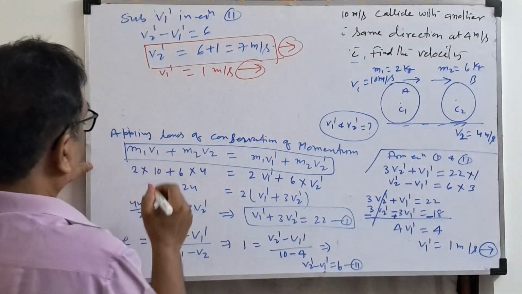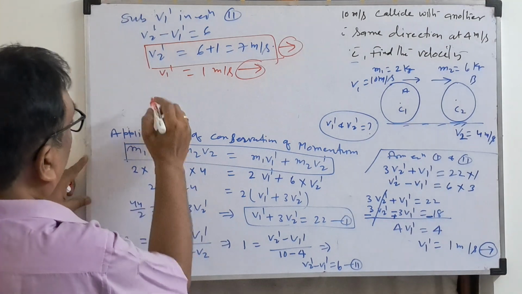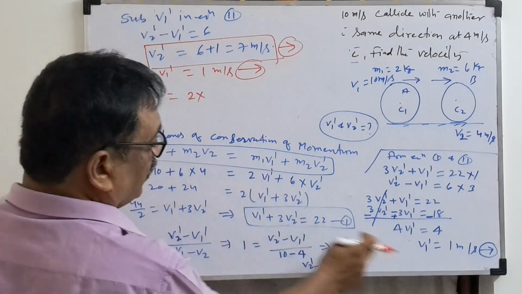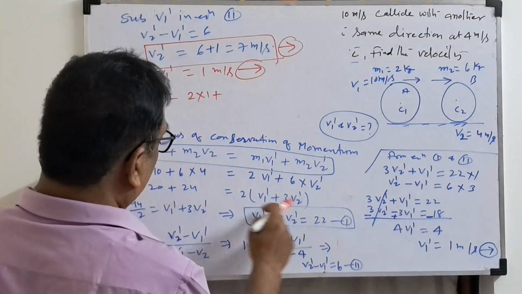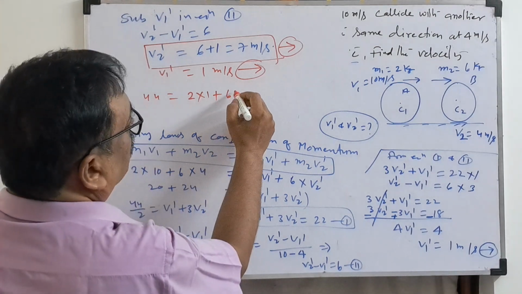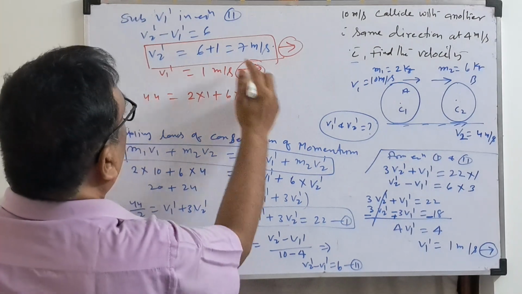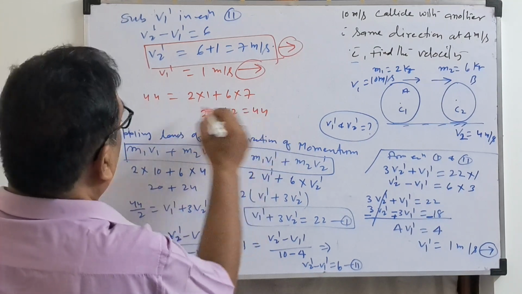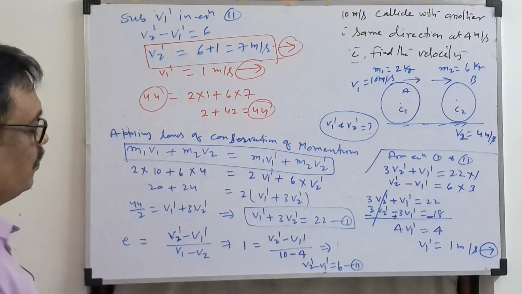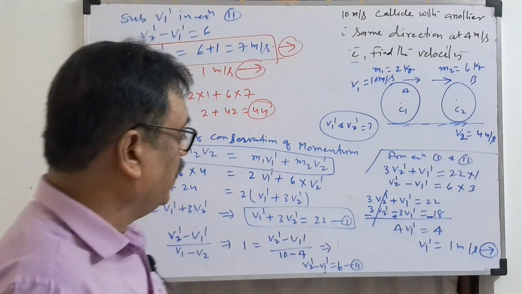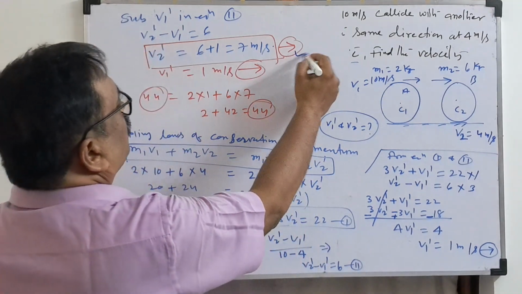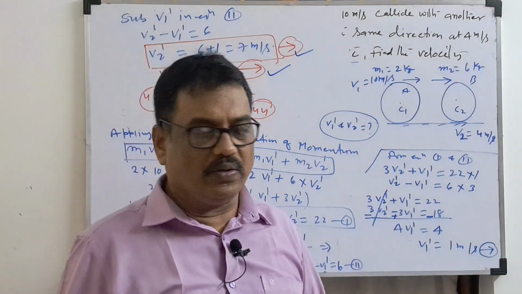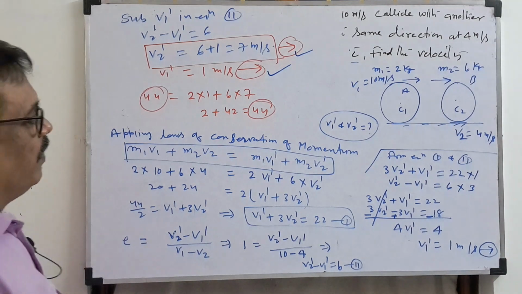Now we substitute here. The left side is already 44, and this side we have to check. M1 is 2, into V1 dash which is 1, plus M2 which is 6 into V2 dash which is 7. So 2 plus 42, how much is coming? 44. So this is equal. In the law of conservation of momentum, once we substitute these two values we get equality, so these two are our answer. This way we can solve whatever conservation of momentum problems they give for impact of collision.